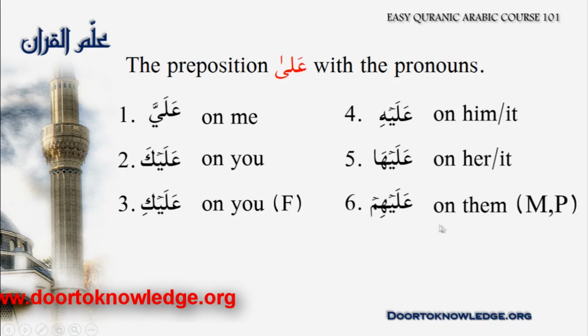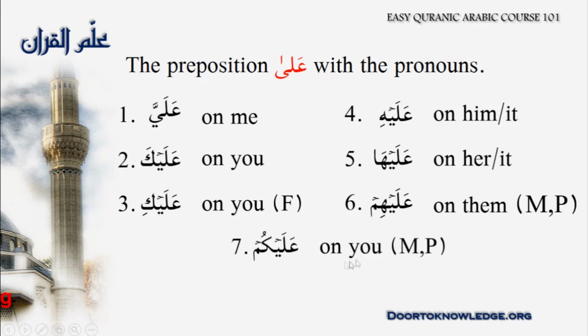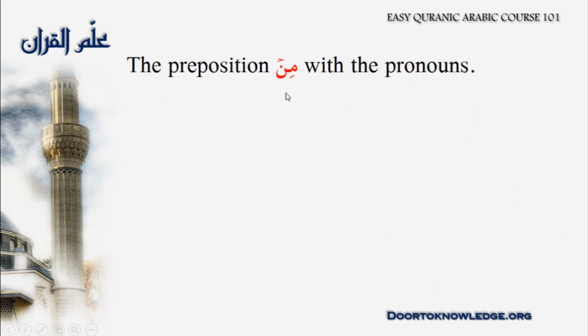So alayhim, on them, comes for masculine plural, more than two. Alaykum, on you, same thing, comes for masculine and plural. Alaykum, alay, on, kum, you. For example, assalamu alaykum, or we say alayhi salatu wassalam, on him.